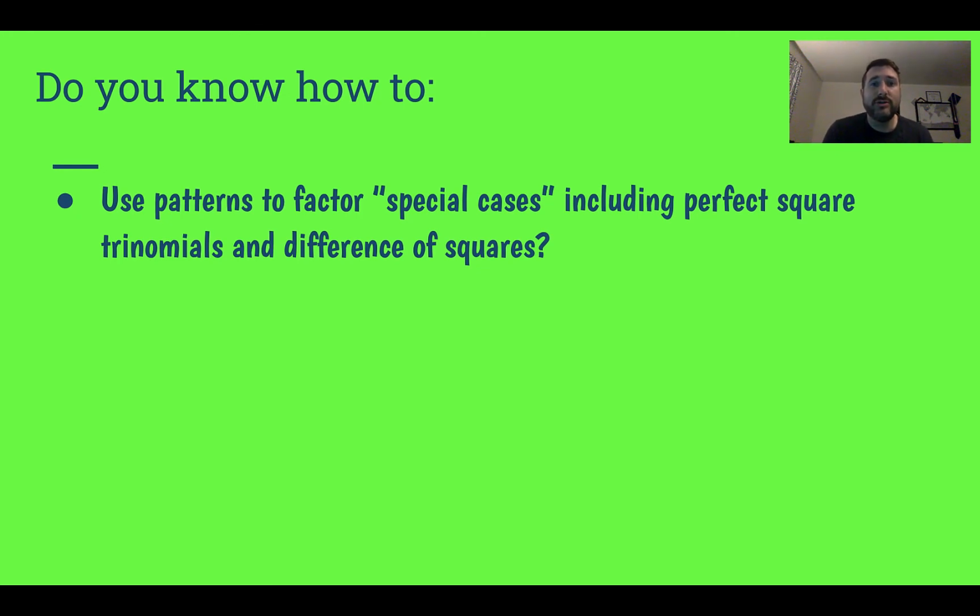So after this lesson, do you now know how to use the patterns involved for special cases to factor, including perfect square trinomials and the difference of squares? If you're not sure about those things, go back and look at the first two examples for perfect square trinomials and the last two examples for difference of squares. Rewatch these to help deepen your understanding of those two concepts. And that's the end of lesson 6 on special cases of factoring.